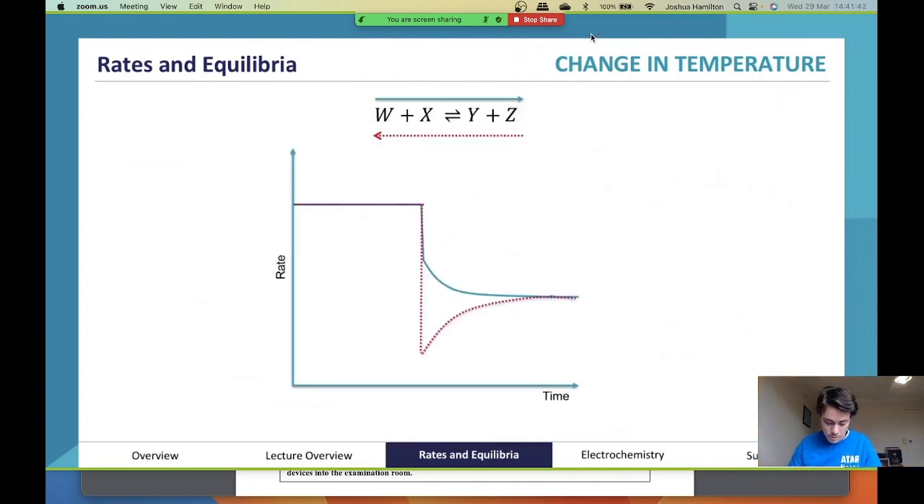Now, important here, for this one, what have we done with the temperature? We've actually reduced the temperature. Otherwise, you can also increase the temperature.